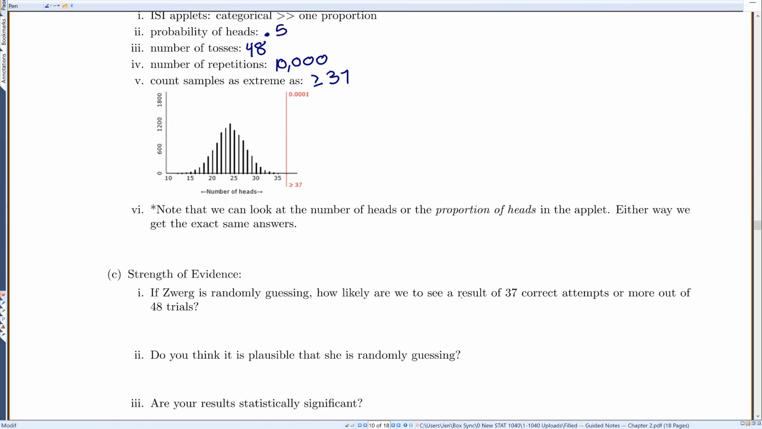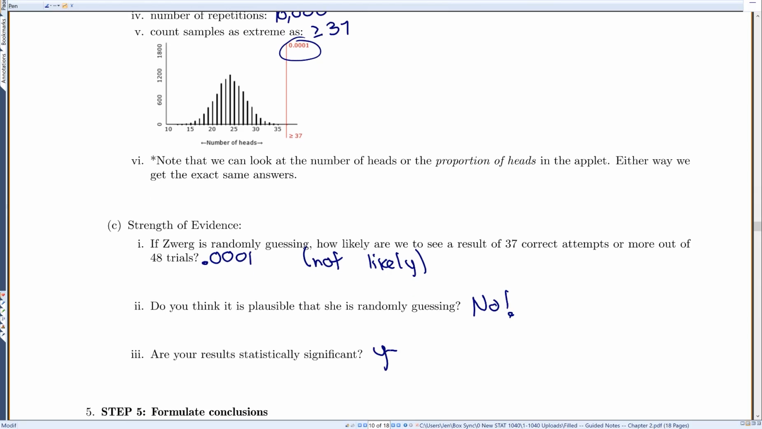Okay, so now let's look at our strength of evidence. So if Zwerg is randomly guessing, how likely are we to see a result of 37 correct attempts or more out of 48 trials? Well, our probability here that we found was only 0.0001. So not likely at all. So do you think it's plausible that she was just randomly guessing? Well, we know she got the 37 out of 48. There was only a 0.01 chance of that happening if she was guessing, so I don't think she was guessing. Okay, and are my results statistically significant? Yes, because it's less than 5%.